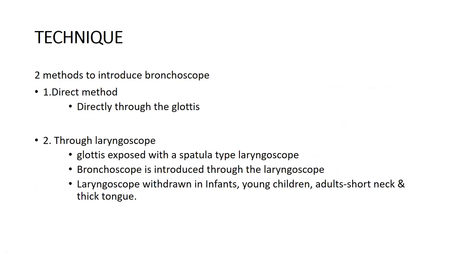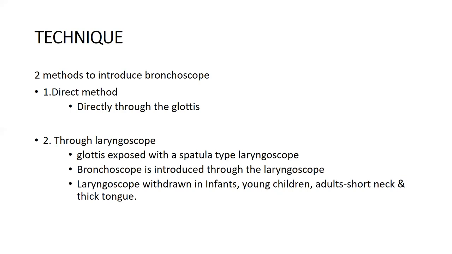There are two methods to introduce the rigid bronchoscope. One is the direct method, directly through the glottis, whereas the other is through the laryngoscope, that is, the glottis is exposed with a spatula type of laryngoscope and the bronchoscope is introduced through that laryngoscope. The laryngoscope is withdrawn in infants, in young children, and in adults having a short neck and thick tongue.